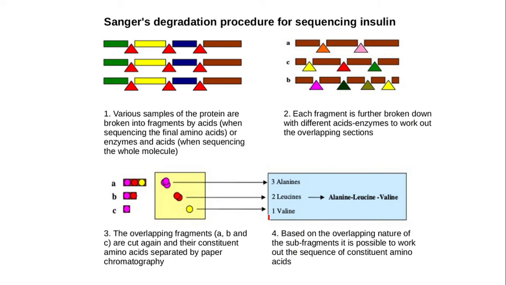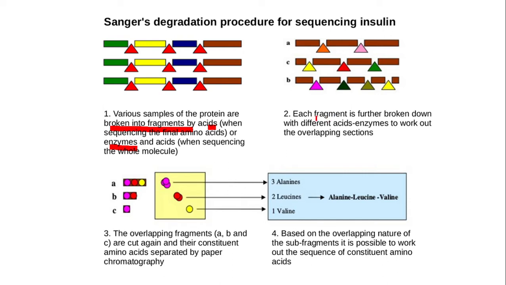What was actually Sanger's method? Various samples of the protein are broken into fragments using acids or enzymes. You see, the same protein solution is divided into a few test tubes. Into each test tube, a different acid or a protease enzyme is added so that the same protein molecule is hydrolyzed into different fragments in different test tubes.